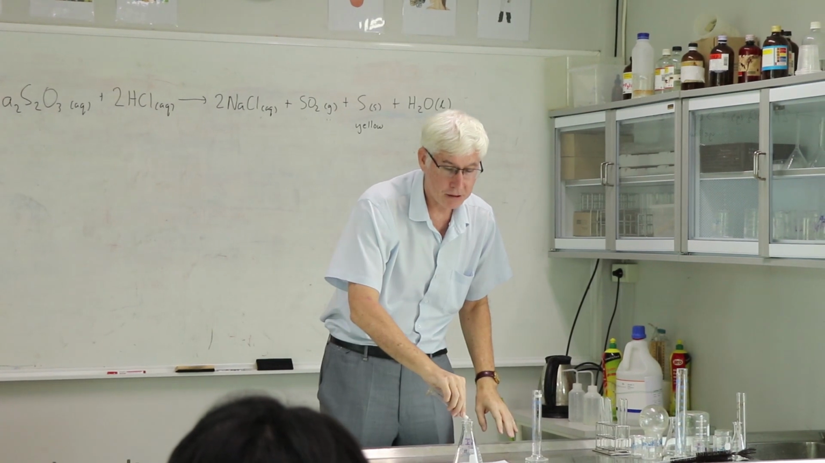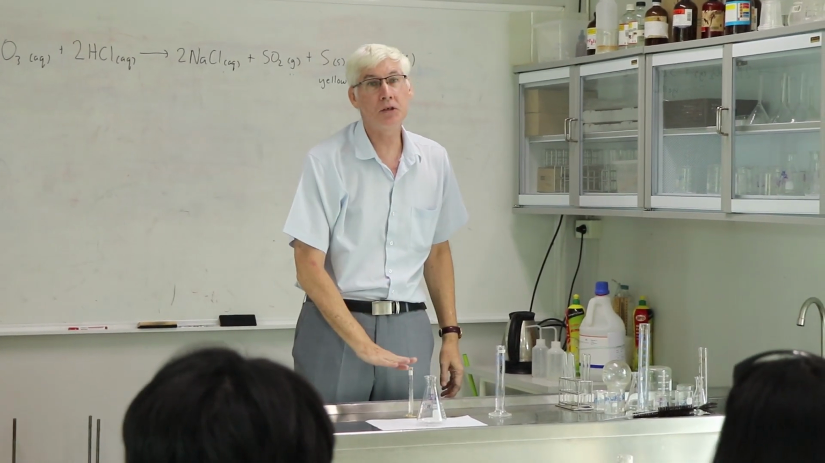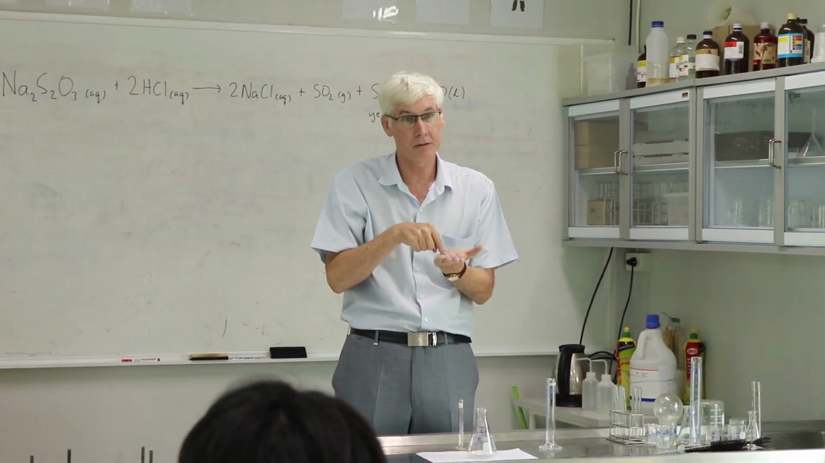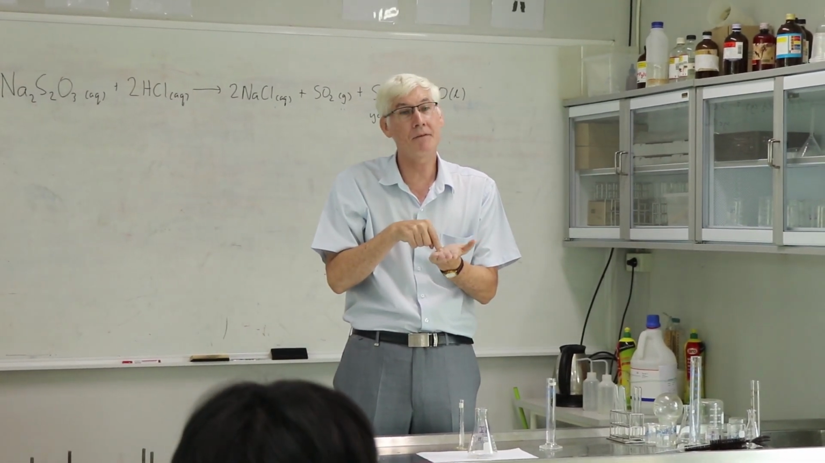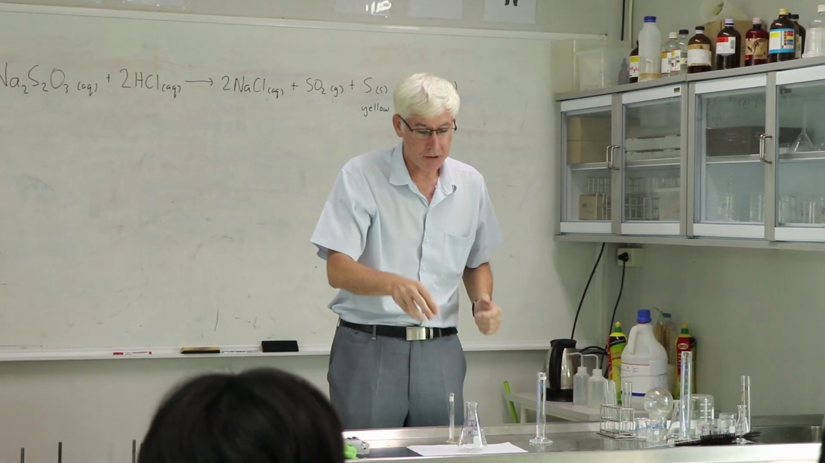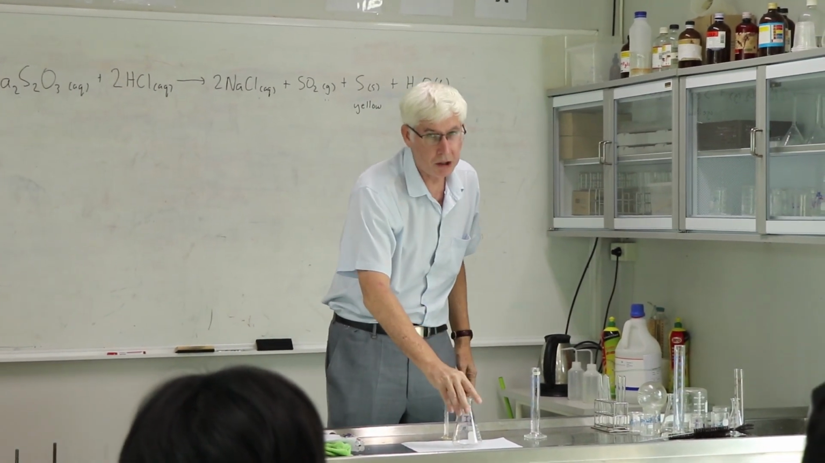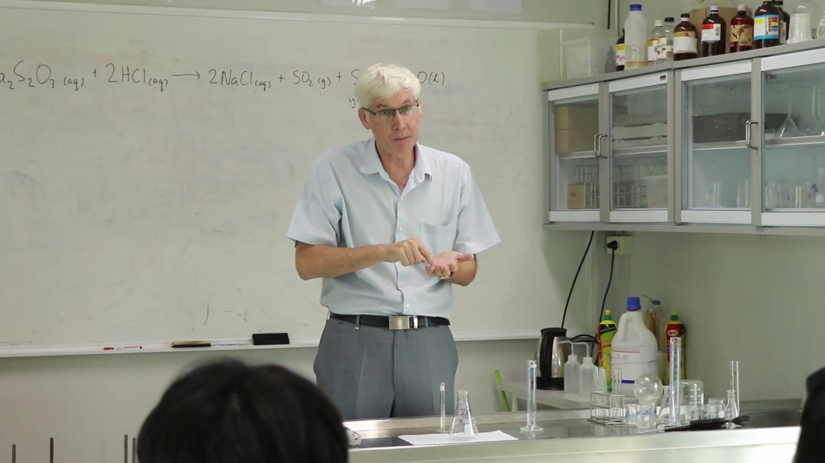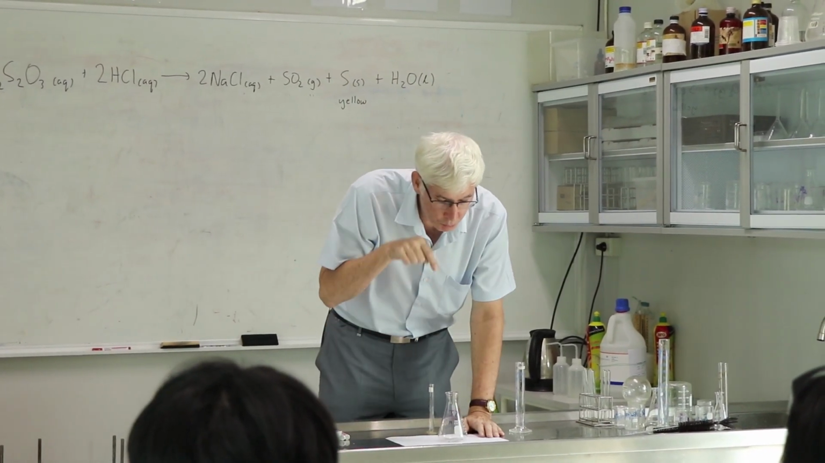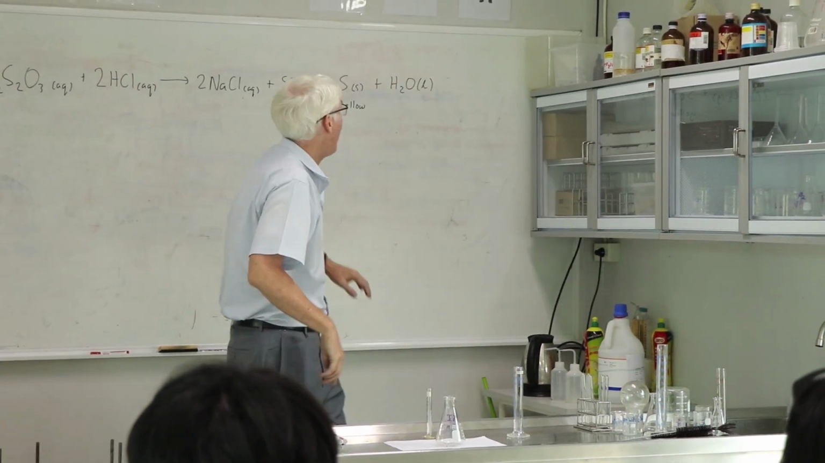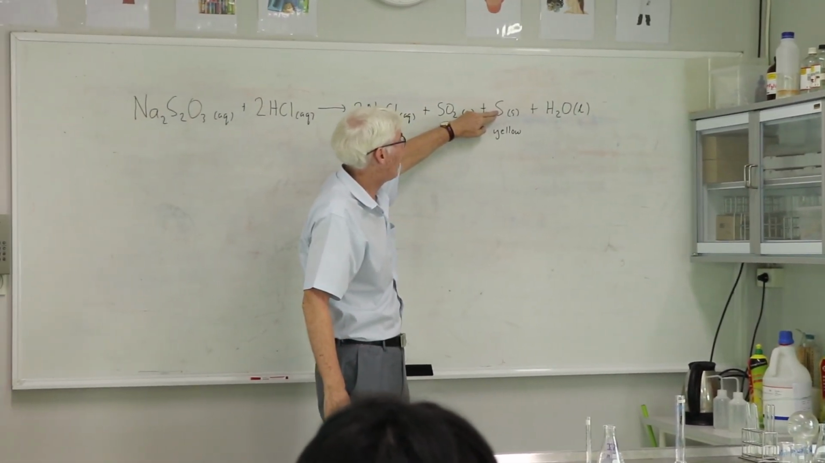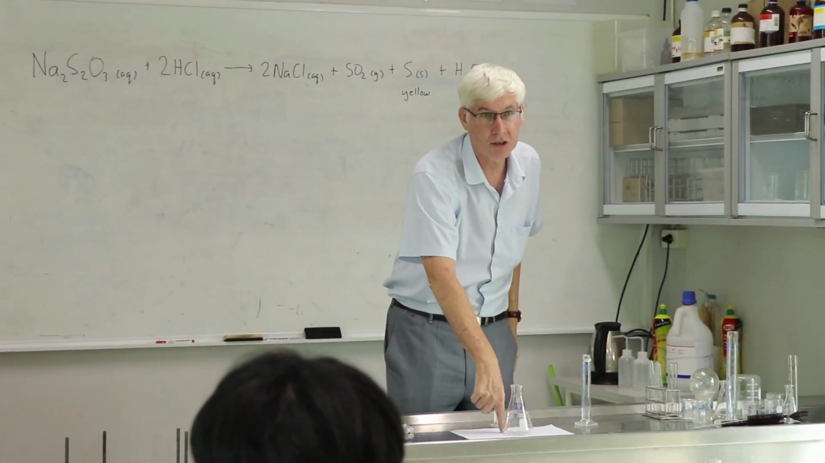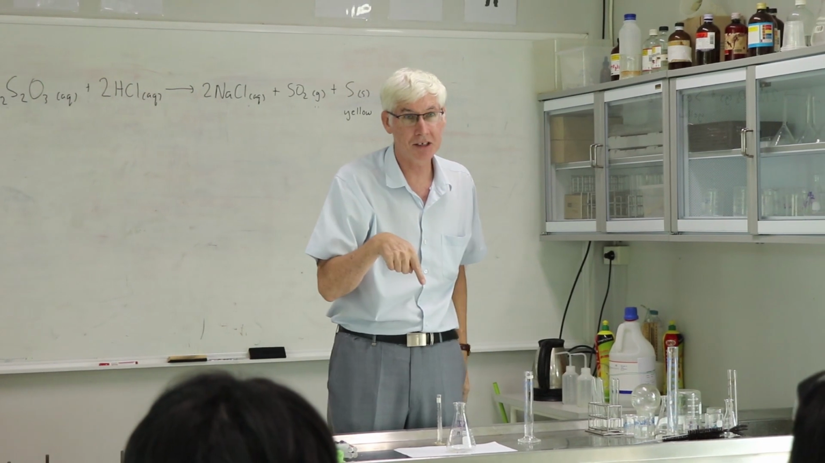We're going to add it to the flask, and as soon as you add the hydrochloric acid, you must start the timer on your clock, okay? So have your timer ready. As soon as you give it a swirl, in your group, one person starts the timer straight away, and then you will look down it and say stop, and the other person will stop the stopwatch when you cannot see the cross through the flask.